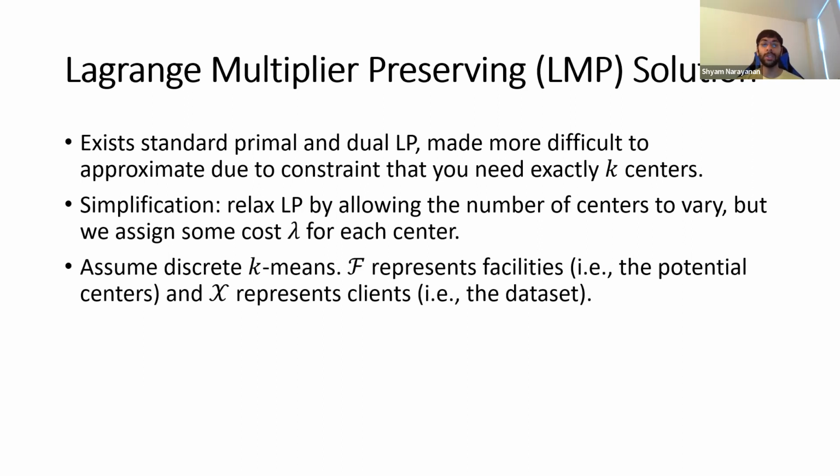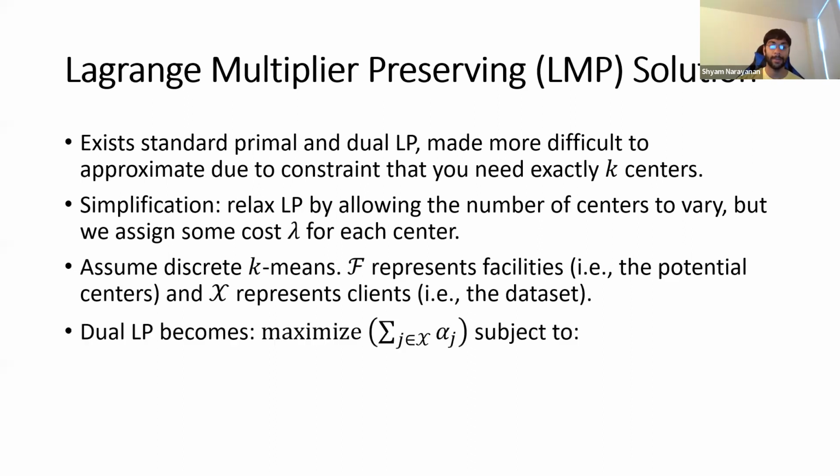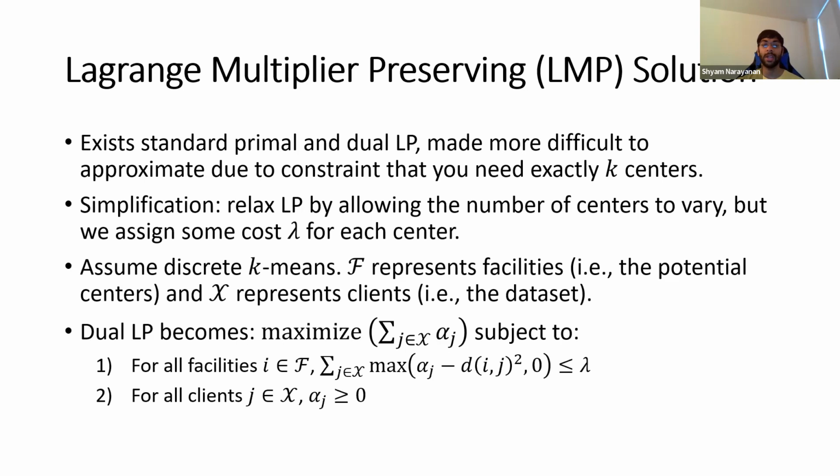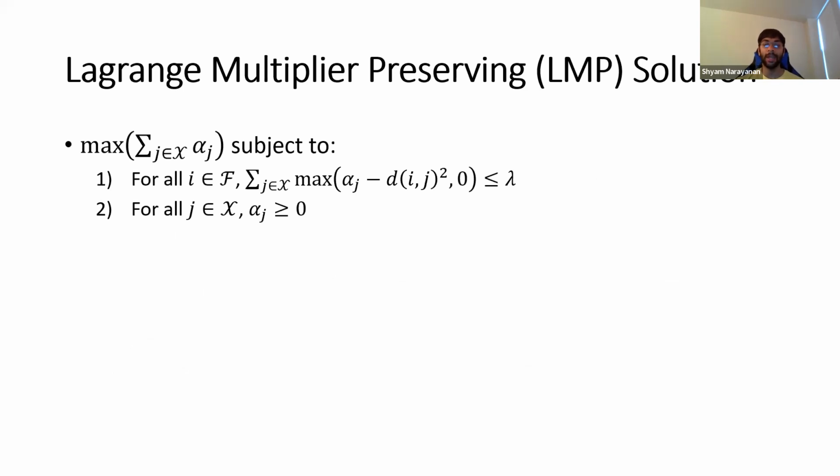For simplicity, we're going to assume discrete k-means, meaning that we have a finite set of facilities that we call F, which are the potential centers. So we have to choose k centers, or some number of centers, from F. And we also have a set of clients, which is just our data set x1 through xn. So the dual LP is to maximize the sum of alpha_j, where alpha_j is some dual variable for every client j, subject to two constraints. First, for every facility i, and these can even be facilities which were not chosen as centers, the sum over j of the maximum of alpha_j minus d(i,j) squared and 0 is at most lambda, where lambda is the cost of every center. And also, we need to make sure that for every client j, alpha_j is a non-negative variable.